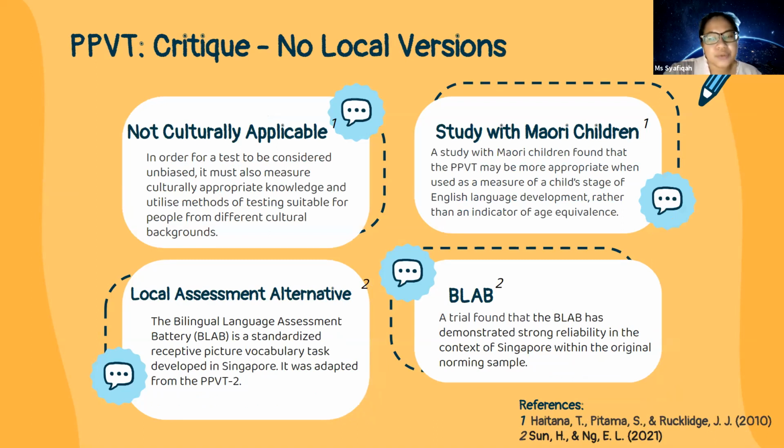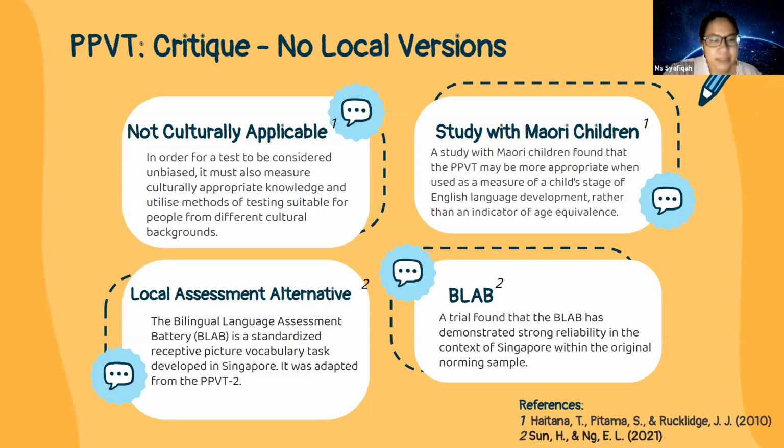According to Haitana, Pitame, and Routledge, in order for a test to be considered unbiased, it must also measure culturally appropriate knowledge and utilize methods of testing that are suitable for people from different cultural backgrounds. They conducted a study with Maori children from New Zealand and found that the PPVT may be more appropriate when it's used as a measure of a child's stage of English language development, rather than an indicator of age equivalence, which is what the PPVT does.